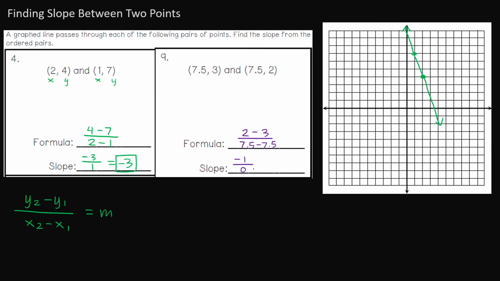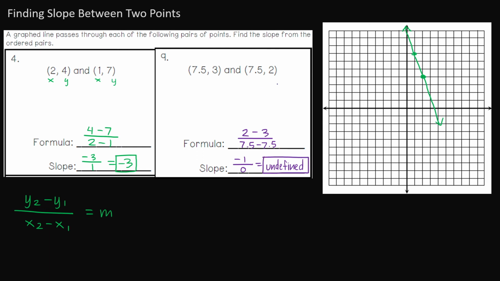Now let's simplify. 2 minus 3 is -1, and 7.5 minus 7.5 is 0. And from our previous lessons, we know that we can't divide by 0. So this slope is undefined. And we know that all lines that have an undefined slope are vertical lines.